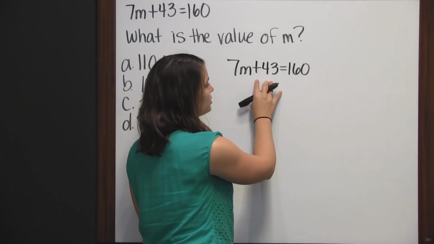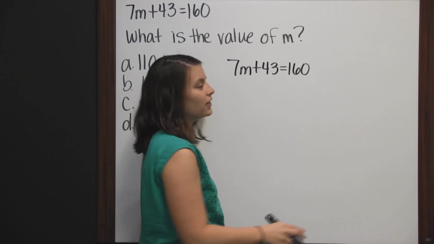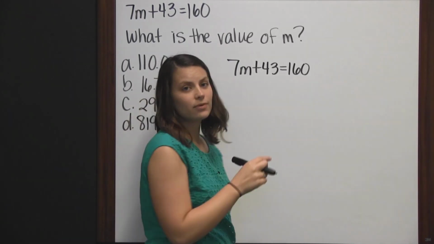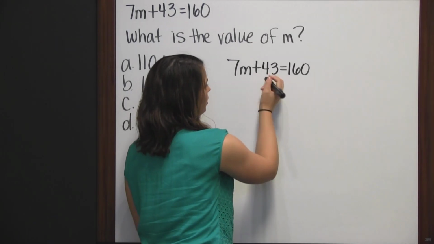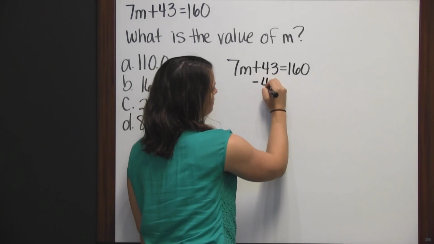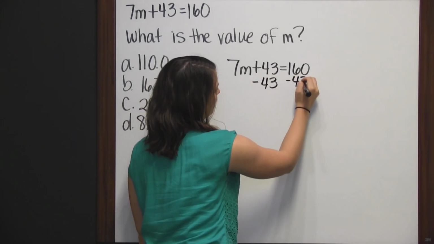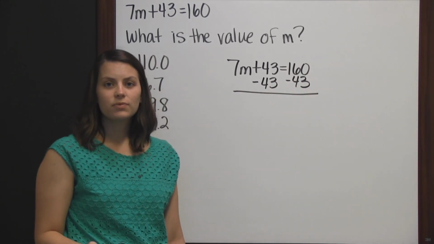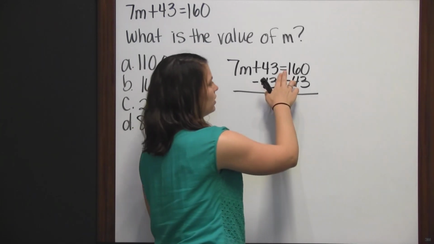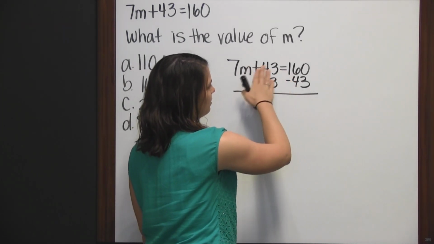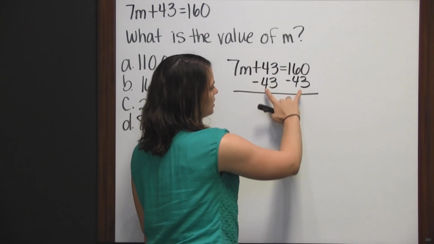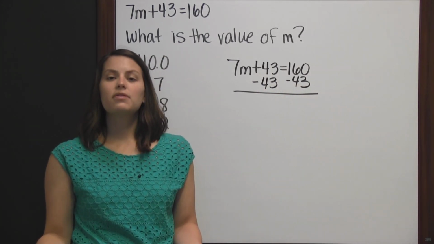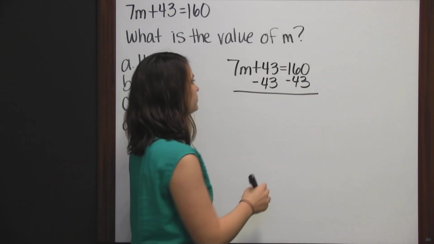And that is to undo the operations that are done to our variable m. We're going to start by undoing the addition of 43. So we're going to subtract 43 from both sides. And as long as we do that to both sides, we keep our equation equal and balanced. If you have something that's equal to something else, and you take away the same amount from both of those things, then they'll still be equal to each other.